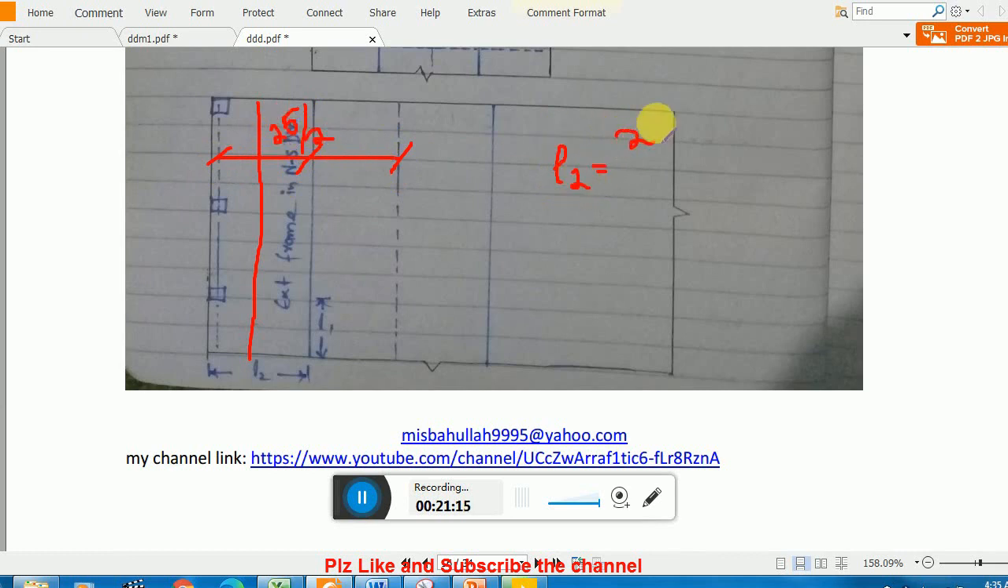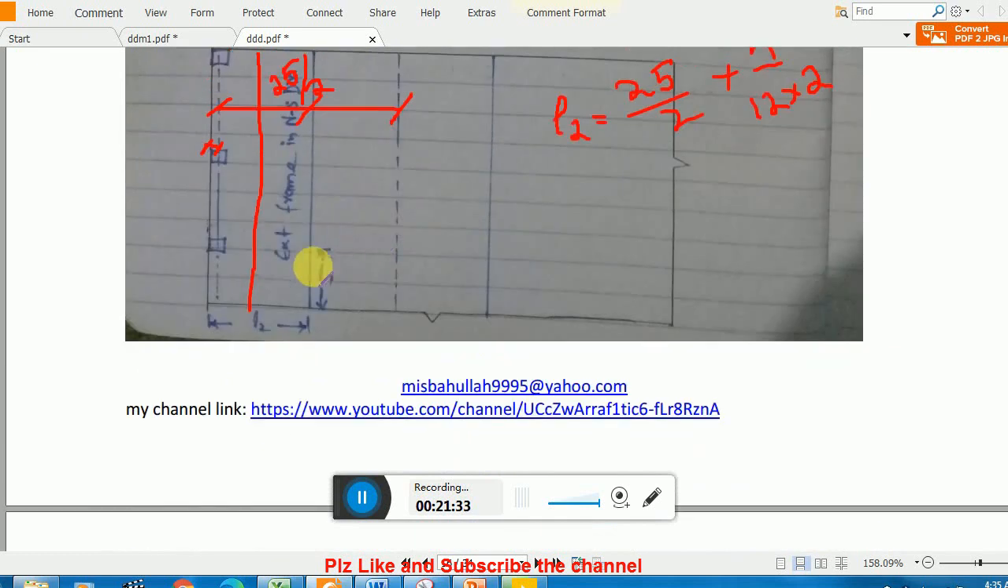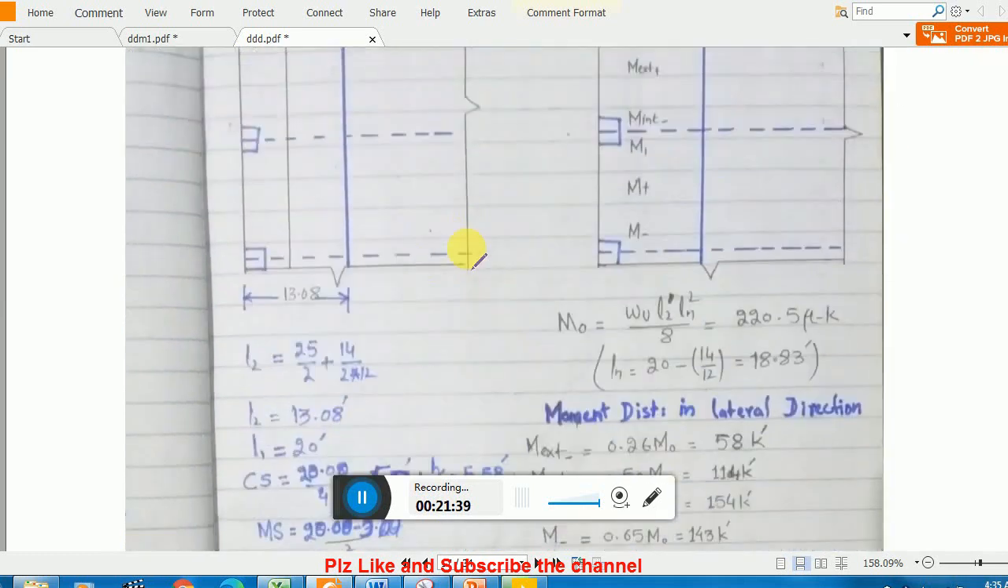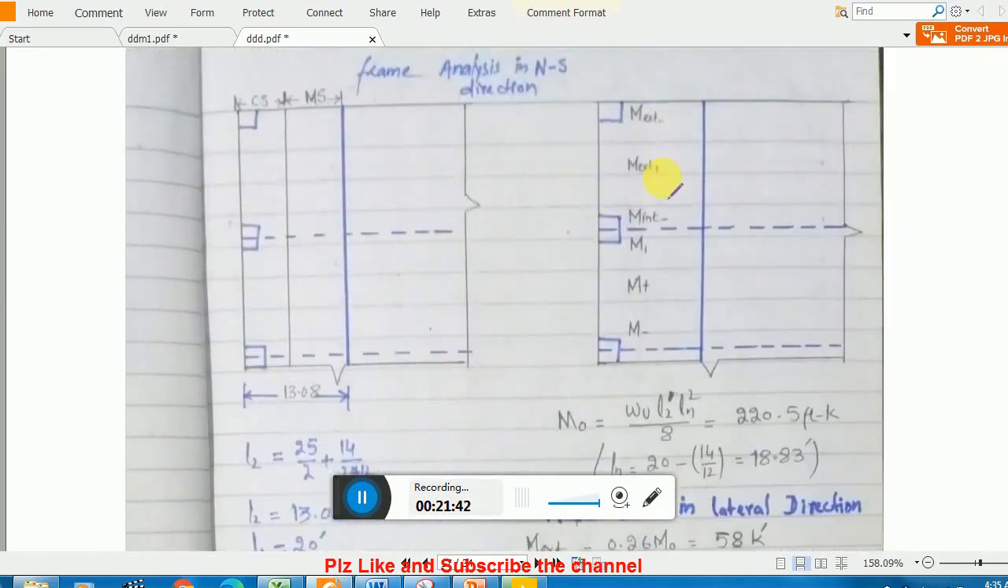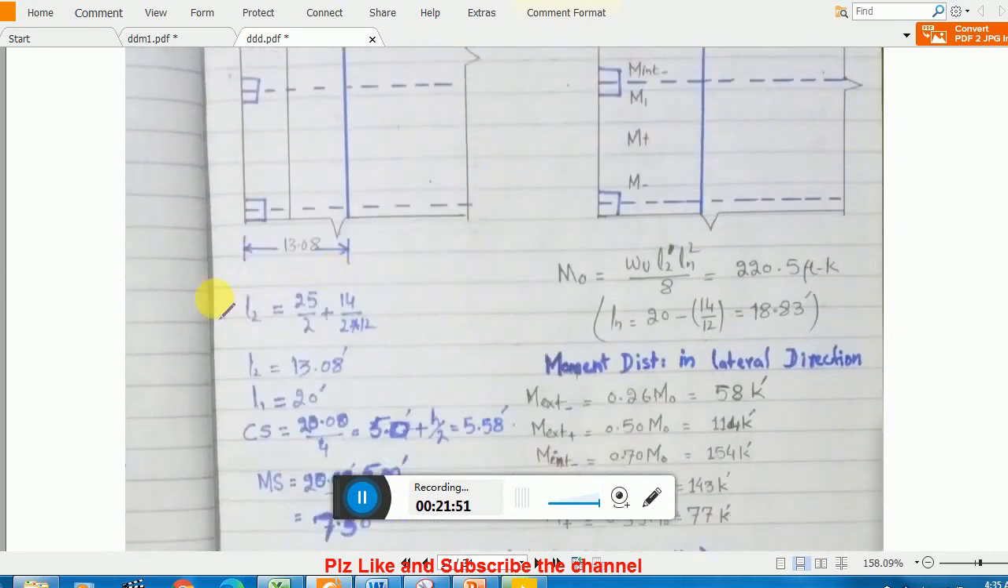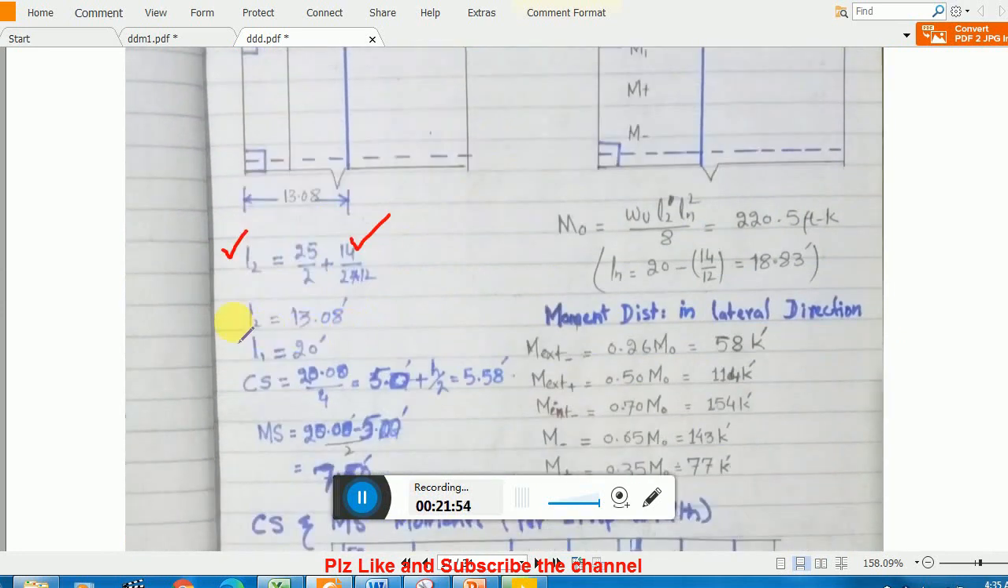Now L2 will be 25 divided by 2 plus you have to add that half column side, and that is h divided by 12 divided by 2. So you got your L2, and the L1 value is clear, that is 20 feet. Now the rest of the calculation is the same. You symbolically write M exterior negative, M exterior positive, M interior negative, for column strip and middle strip. L2 will be this one, L1 will be 20.